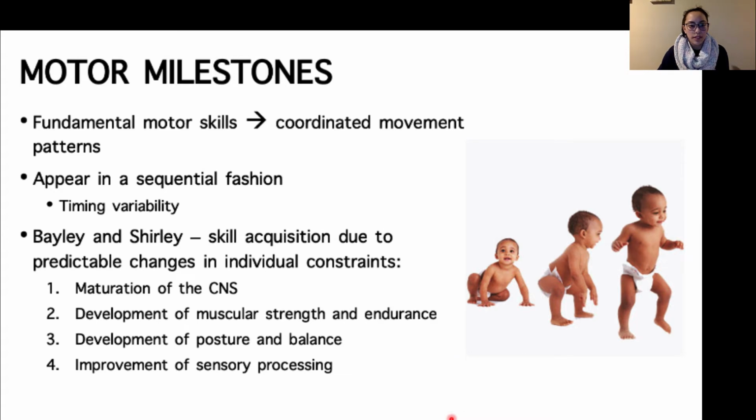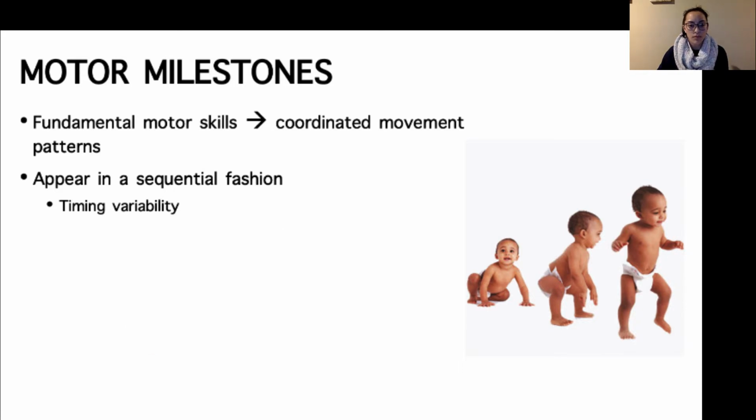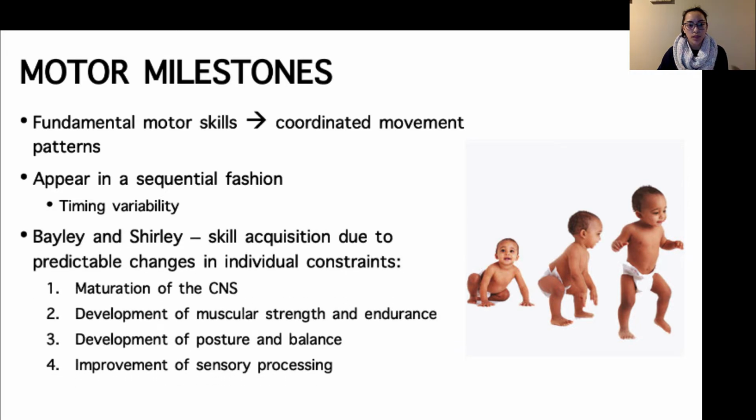Bailey and Shirley were researchers that observed infants and then defined the sequence of motor skills and average ages of when those appeared. They first introduced the concept of motor milestones in the 1930s and then later updated these milestones in the 1960s once they had collected more data on a wider range of infants and younger children.